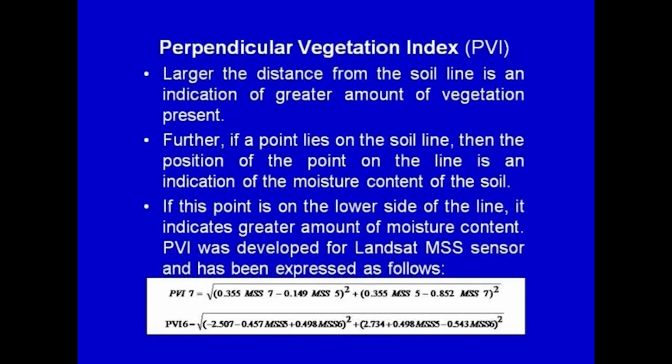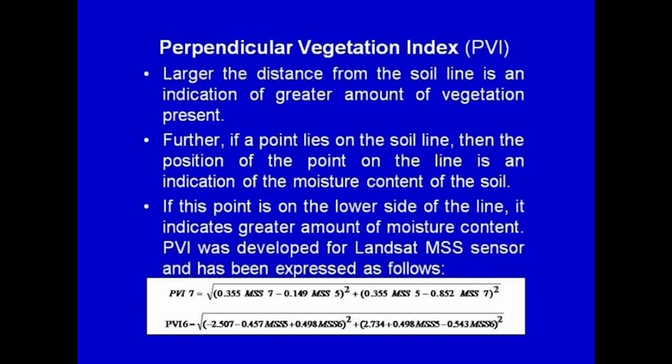Another index is called PVI 6, which uses the MSS 6 band along with MSS 5. MSS 6 as a matter of fact is a good indicator of the rock content. So, two indices have been proposed, and now let us look at the two images which can be derived from the two relationships here.